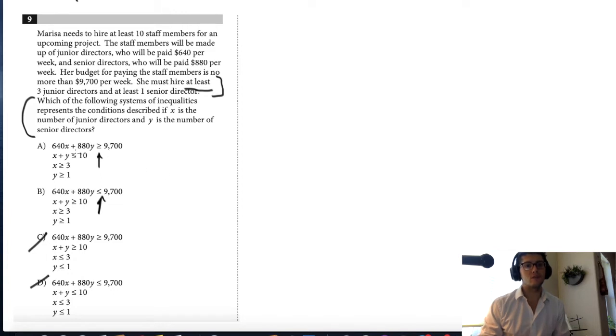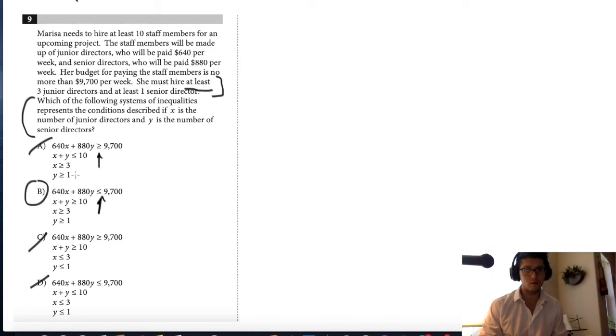Well, I guess my next question is then what do these numbers 640 and 880 represent? So you go searching for those. 640 per week for the juniors, 880 for the seniors. Okay. So this is the amount that she's paying folks, 640 times the number of juniors, 880 times the number of seniors. And she can't pay more than 970. So the amount she pays must be, at max, I should say 9,700, right? So I think this is out and I think this is right.